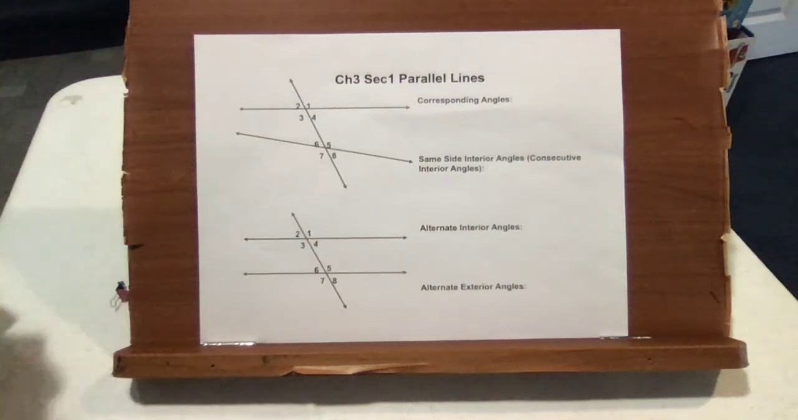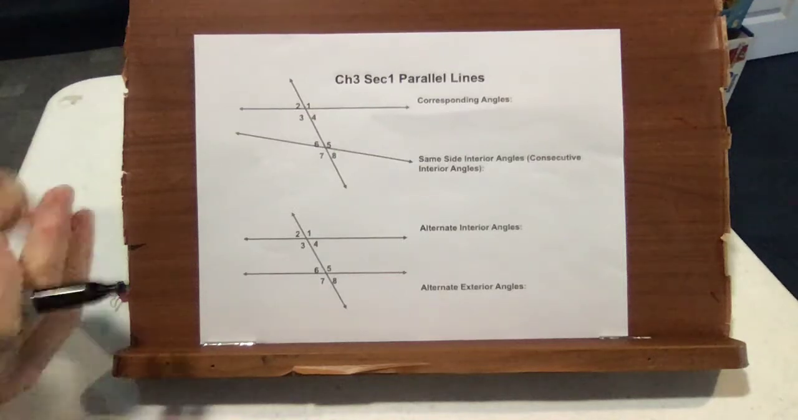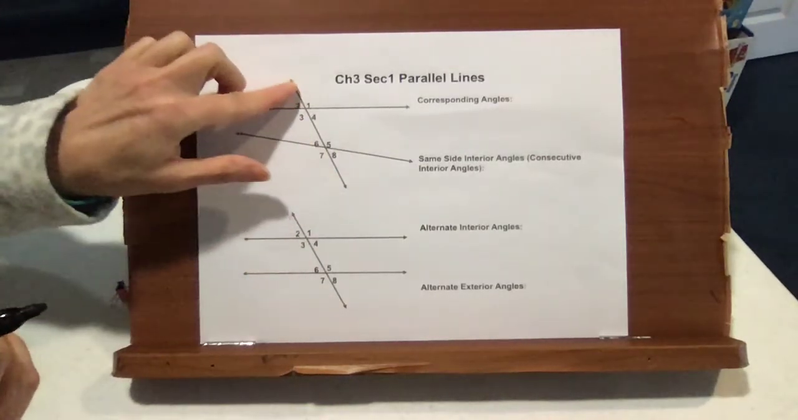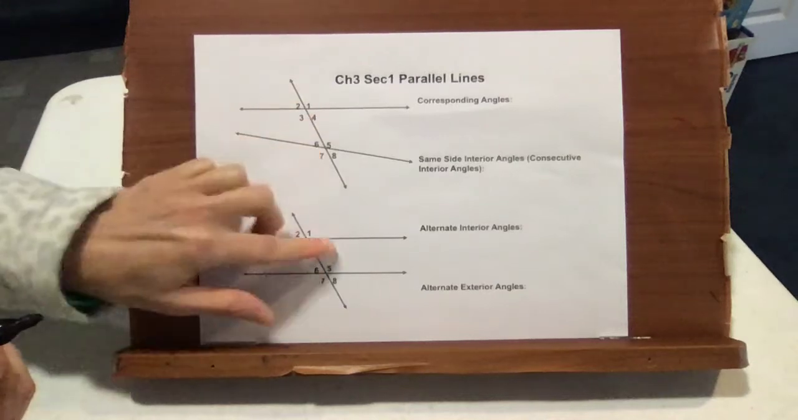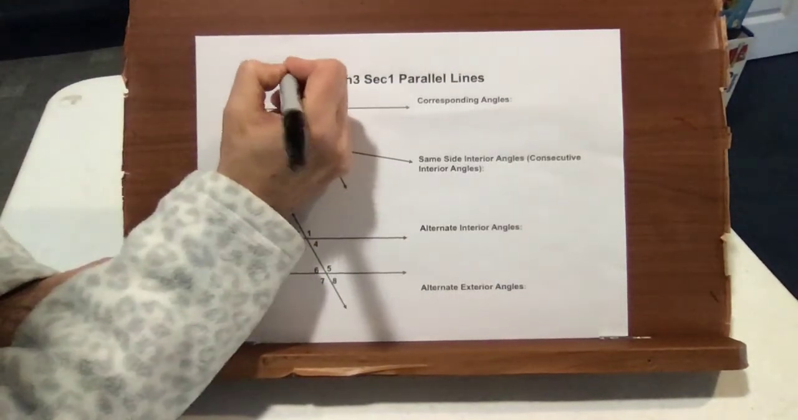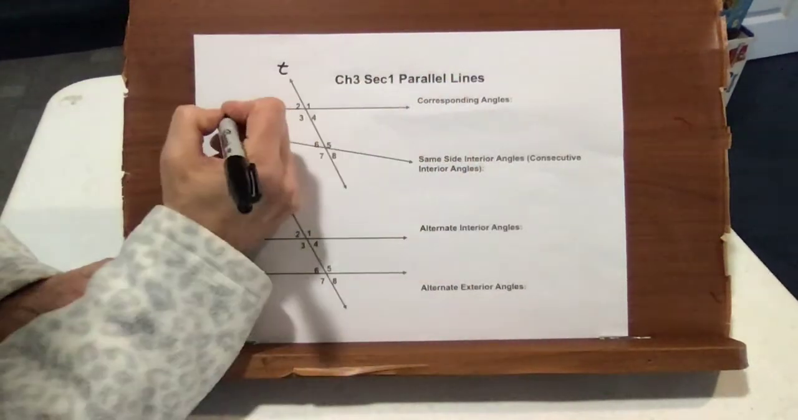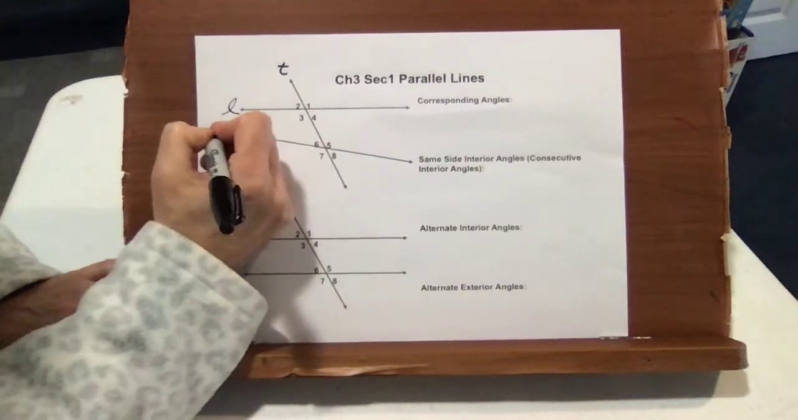All right, we're going to look at parallel lines today, and the fact that they're cut by a transversal, which is a line that cuts through two or more lines. So basically, this line here, we'll call it T for transversal. On these lines, we'll cut this line here, which we'll call L, and this line here, which we'll call M.